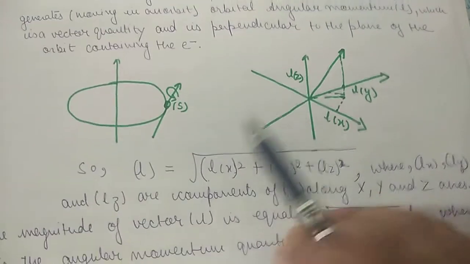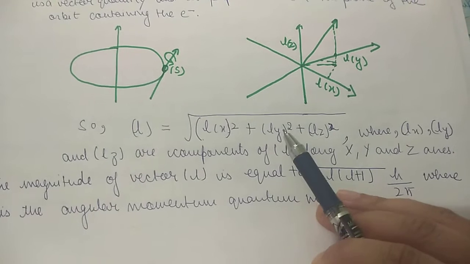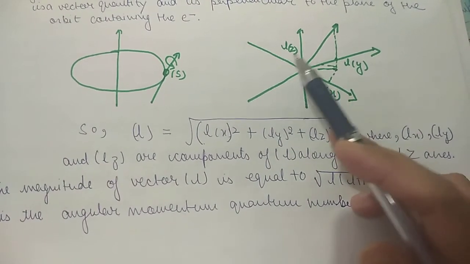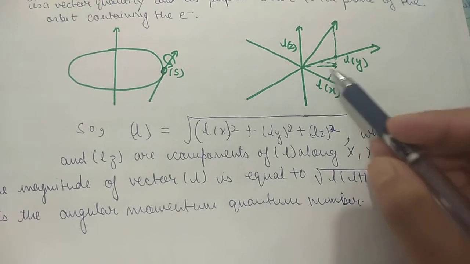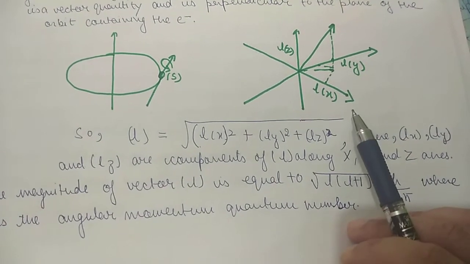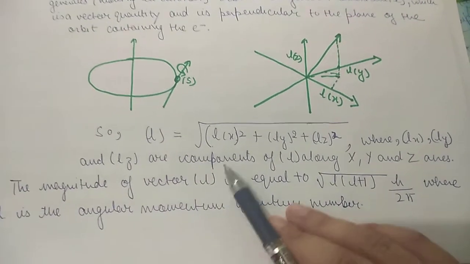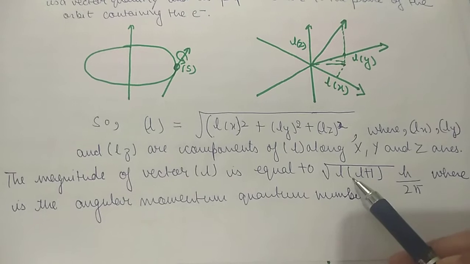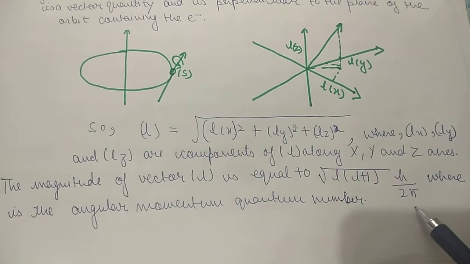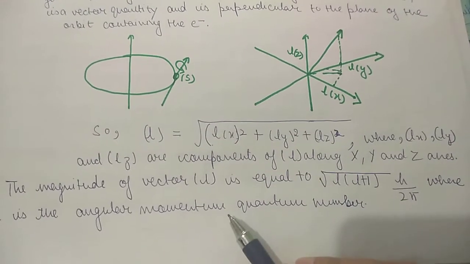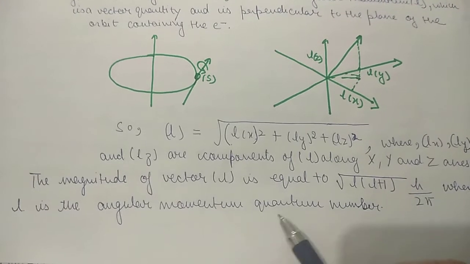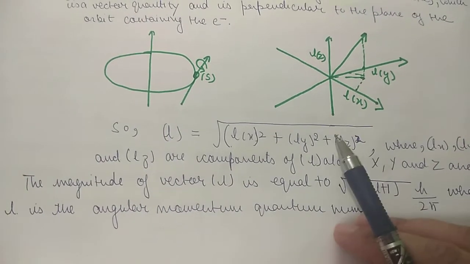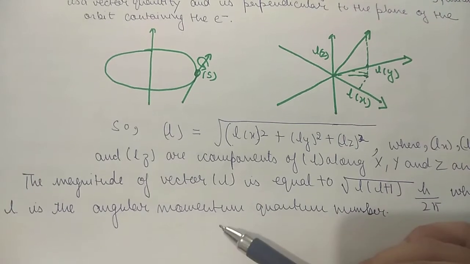So we can say that the magnitude of L, that is angular momentum, is equal to the square root of Lx square plus Ly square plus Lz square. We have three directions, Lx, Ly and Lz, the x, y and z directions that you know about. Where Lx, Ly and Lz are components of L along x, y and z axis, the magnitude of vector L is equal to under root l into l plus 1 times h upon 2 pi, where l is the angular momentum quantum number. l is the azimuthal quantum number. We are talking about the same thing. l is the azimuthal quantum number, and also we can say angular momentum quantum number.